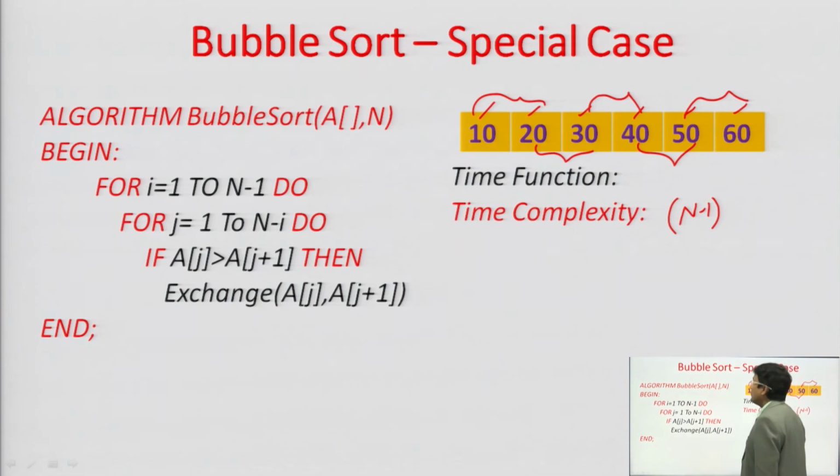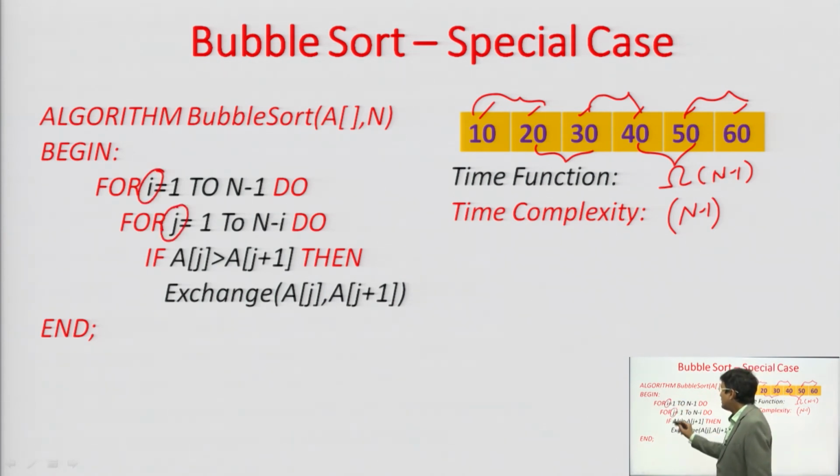You need not do other iterations. You will have to stop the bubble sort here itself, saying that the elements are sorted. No need of performing the future steps. So, n minus 1 comparisons, but no exchange. So, in case no exchange is required, I can write the time complexity as omega n minus 1, and the space complexity remains same. You can see that the algorithm is same only. We haven't made any change in the algorithm.